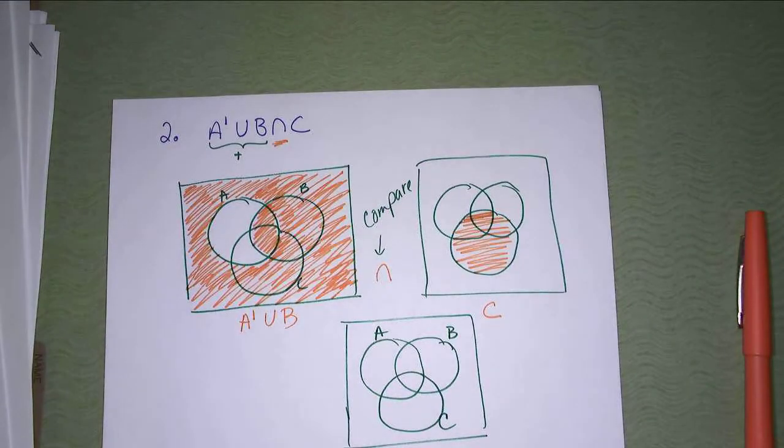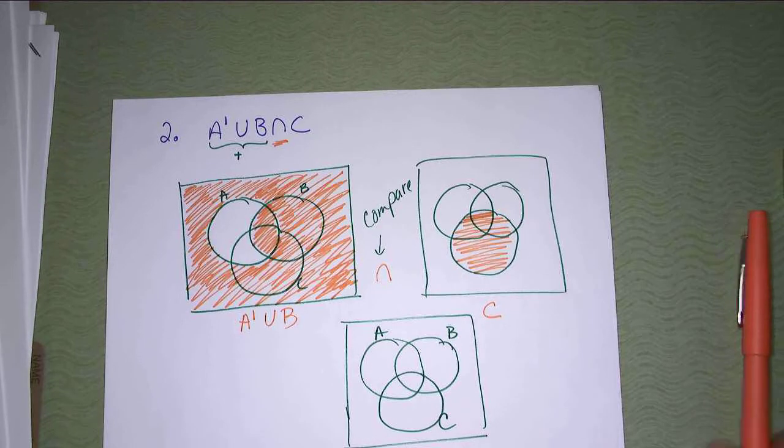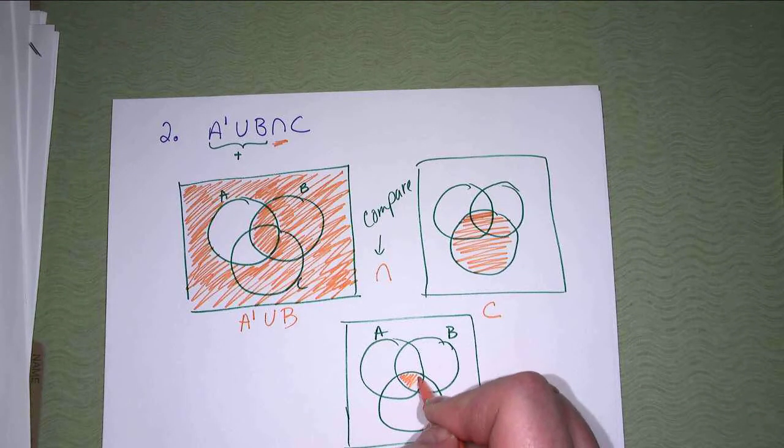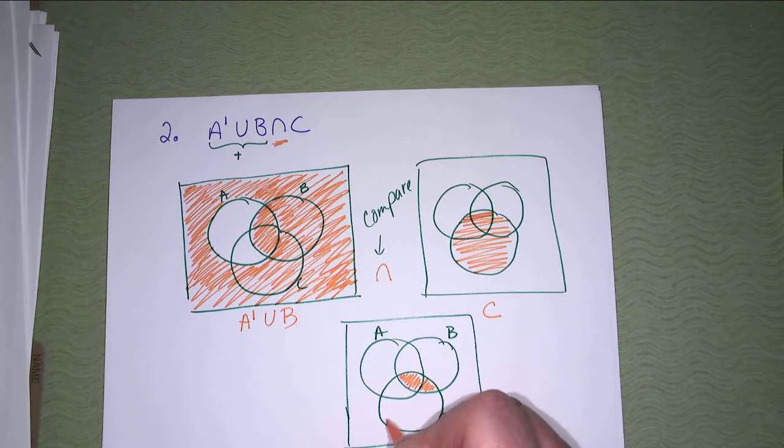So where are they both colored? How many regions? 2. Oh, 3. That's okay. You can get them wrong. 1, 2, 3.